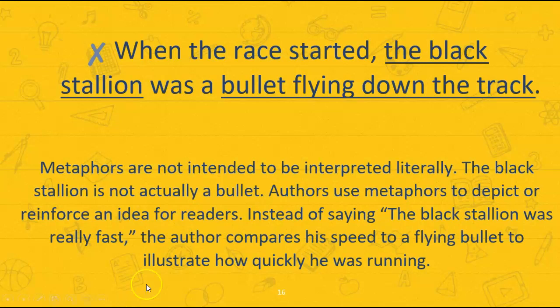So metaphors are not intended to be interpreted literally. The black stallion is not actually a bullet. Authors use metaphors to depict or reinforce an idea for readers. Instead of saying the black stallion was really fast, the author compares his speed to a flying bullet to illustrate just how quickly he was running.